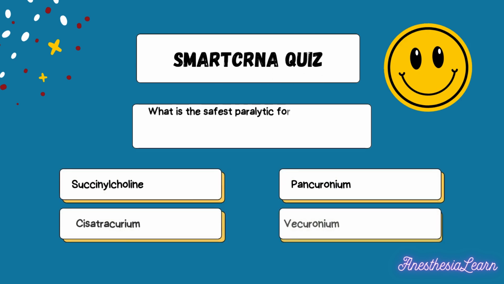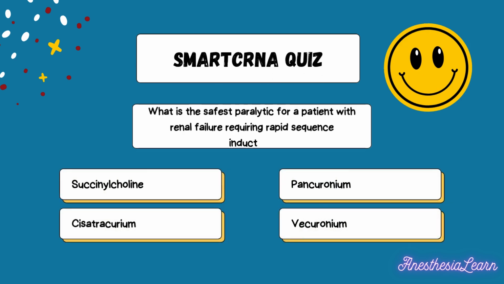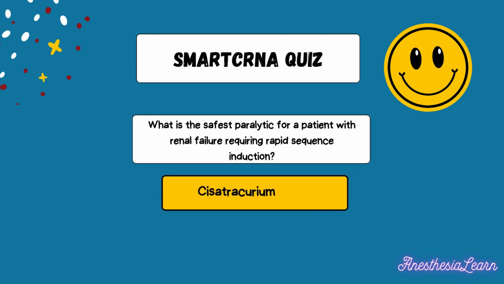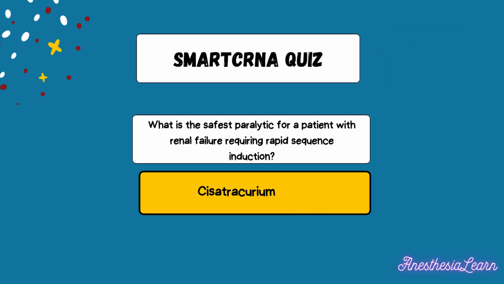What is the safest paralytic for a patient with renal failure requiring rapid sequence induction? Succinylcholine, pancuronium, cisatracurium, vecuronium. Cisatracurium. Cisatracurium undergoes Hofmann elimination independent of renal or hepatic function, making it ideal in end-stage renal disease.